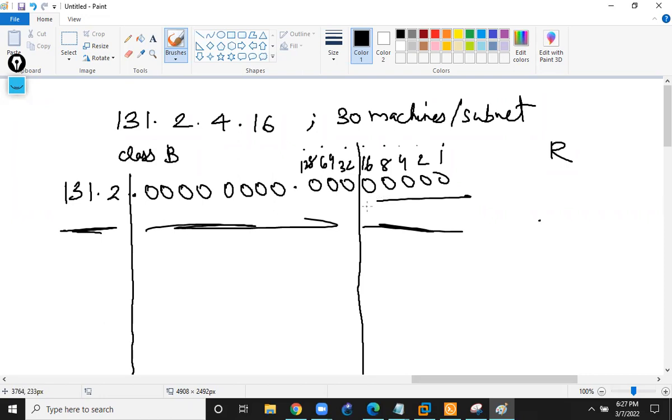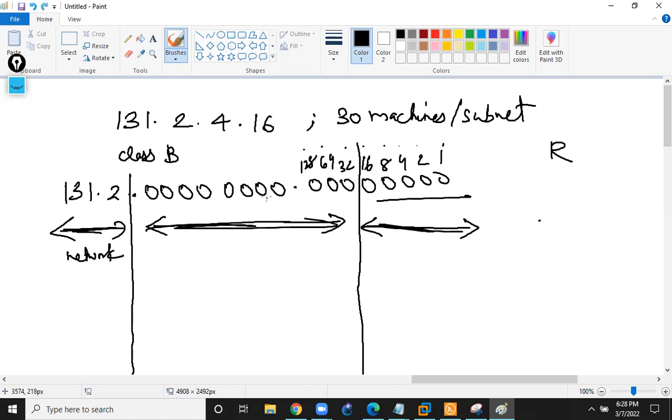Yes, from you, I need the answers. Which is the network, the subnet portion? What is this portion called? Network. What is this portion called? Host. Okay.